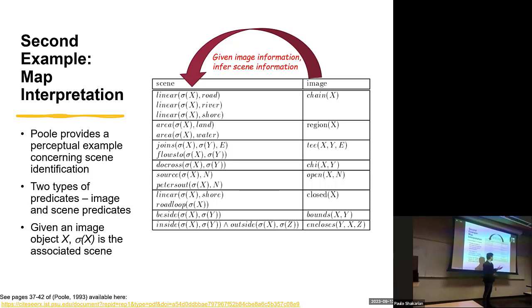So if you think of a map, and he has this chi, which is just a crossing, we want to say, well, if we see a crossing, can we infer some of these features? Like is there a road loop, or are some things inside and outside of each other, etc.